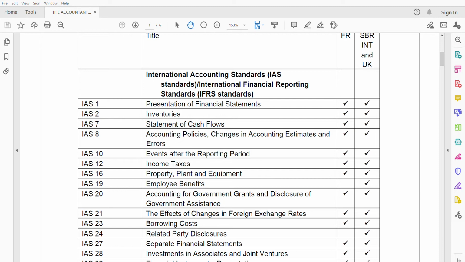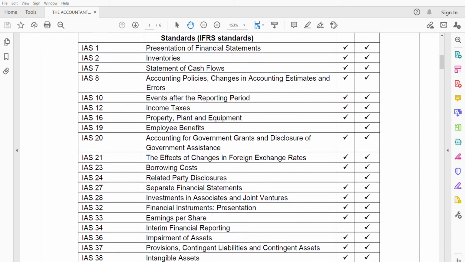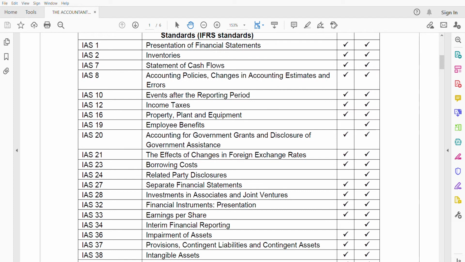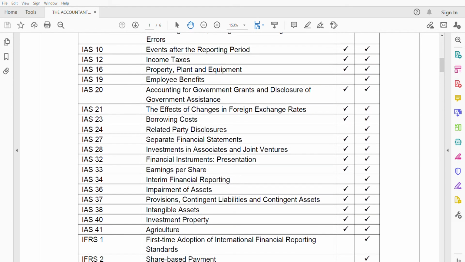IAS 10, events after the reporting period; IAS 12, income tax; IAS 16, property, plant and equipment; IAS 19, employee benefits; IAS 20, government grants, disclosure of government assistance; IAS 21, foreign exchange rates; IAS 23, borrowing costs; IAS 24, related party disclosures; IAS 27, separate financial statements; IAS 28, investments in associates and joint ventures; and IAS 32.